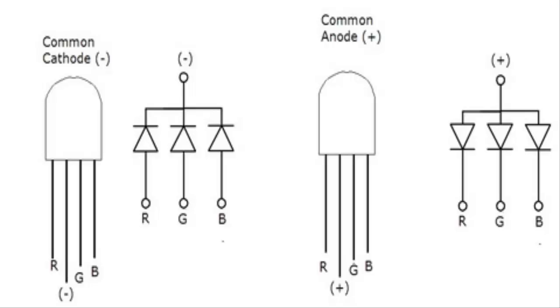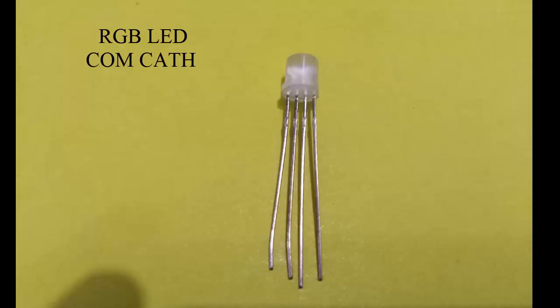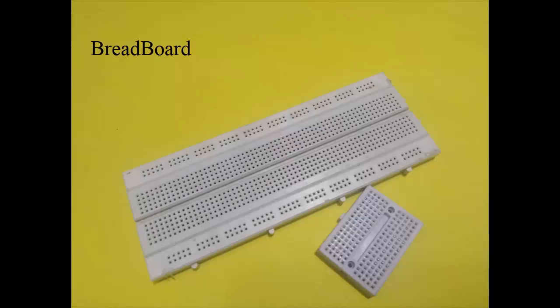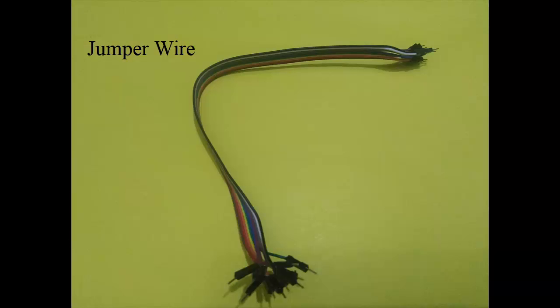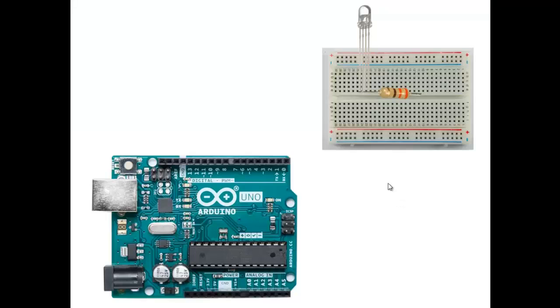Moving to the components. Components needed for this project are Arduino Uno, RGB LED, breadboard, jumper wire, male to male, and 330 ohm resistor. Now moving to the circuit.